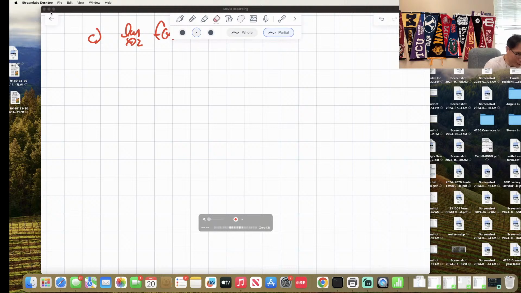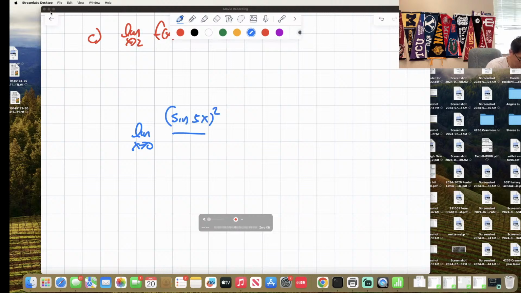All right, so the next one. We're going to say what happens when the limit as x approaches 0 of sine squared of 5x over 2x squared, like this. I just made up this question. I have no idea what I'm doing. Okay. The answer is not 2.